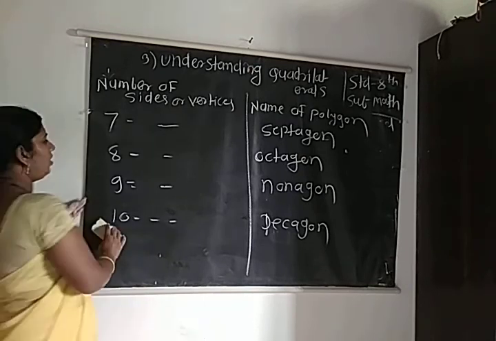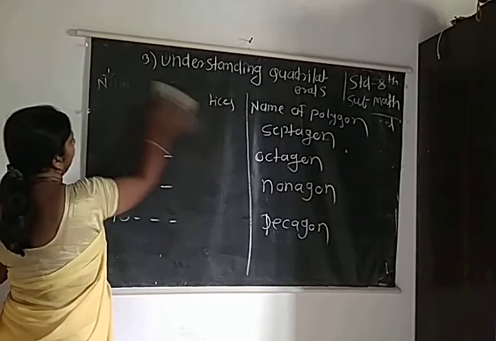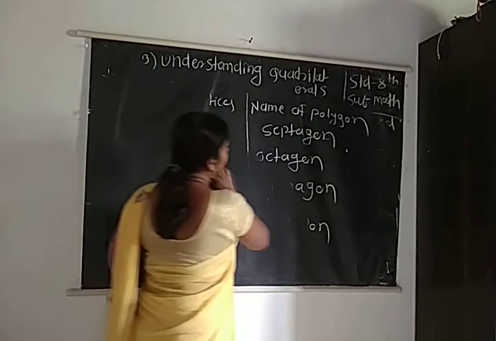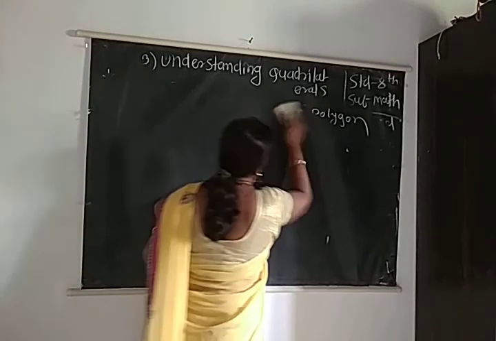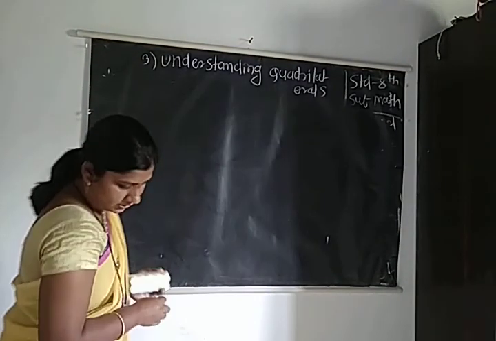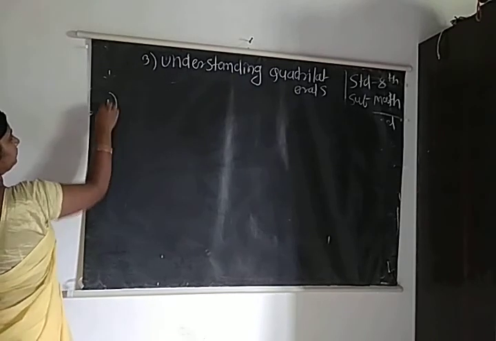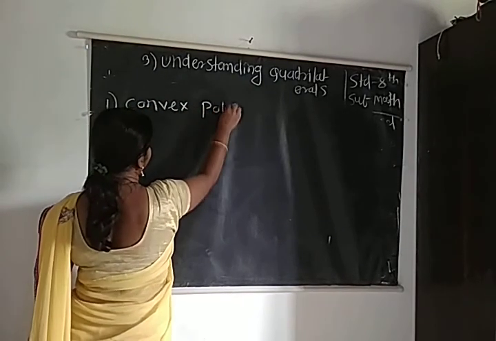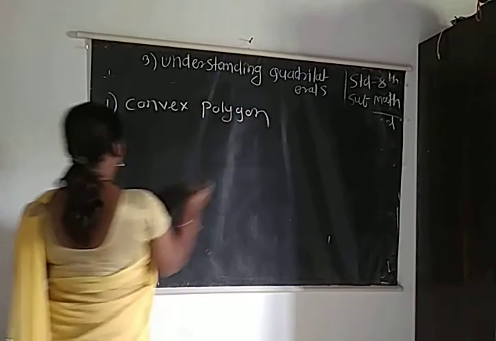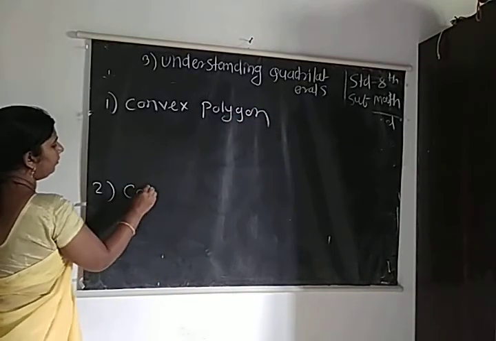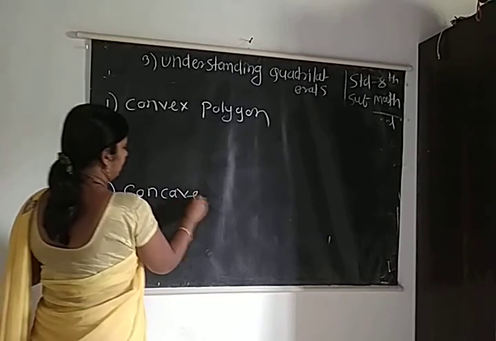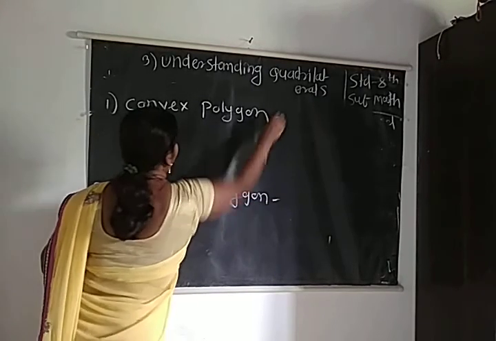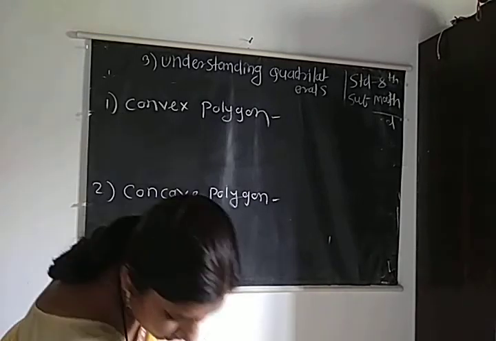So the next point of this chapter is types of polygon. Okay, so there are 2 types of polygon. First one is convex polygon, and second one is concave polygon. So what is meant by convex and what is meant by concave polygon?